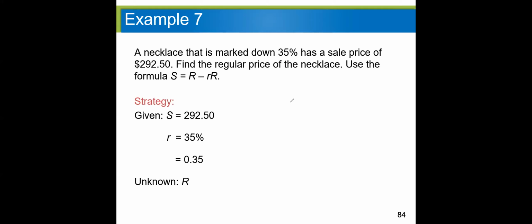A necklace that's marked down 35% has a sale price of $292.50. Find the regular price. Marked down means we use this rate right here. Regular price is capital R. Sale price is S. Rate is rate. There we go. Or what it says here in the givens, or as I like to say, the knowns. So let's solve that. Let's clear all that gunk out of the way.